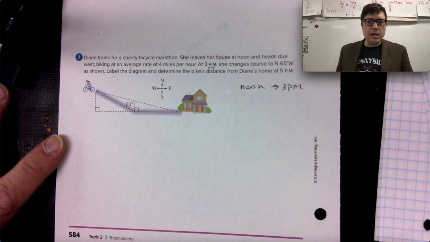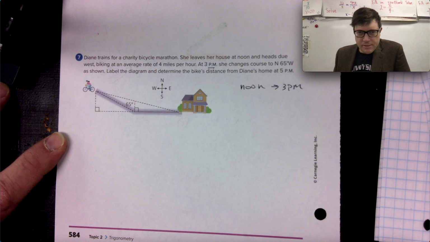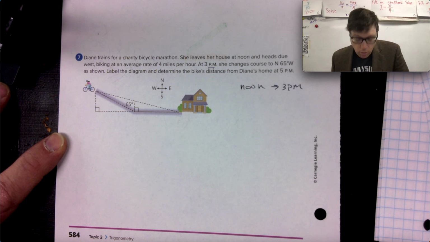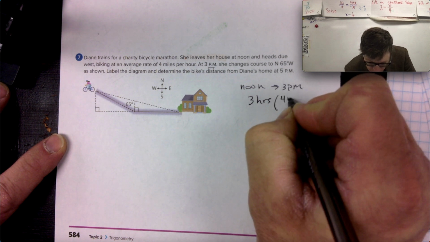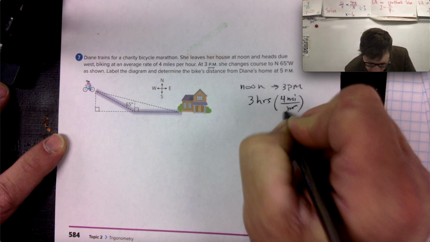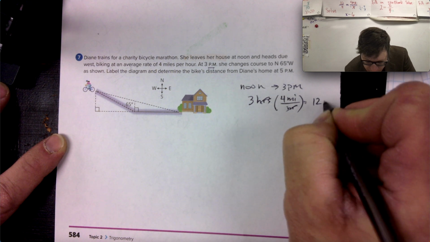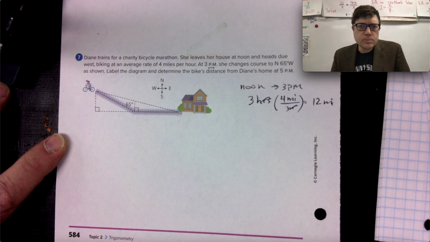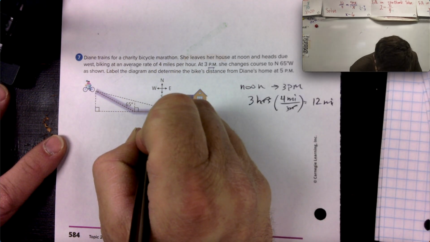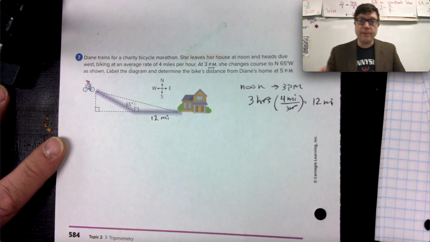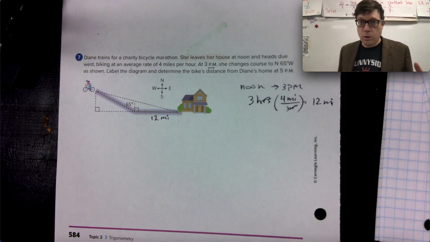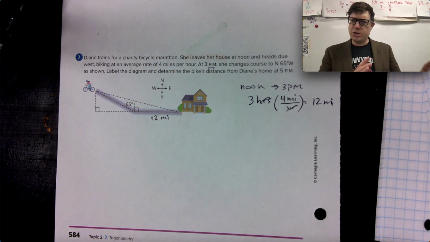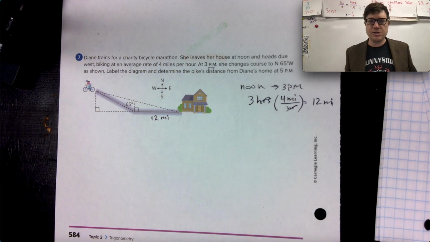That's going to be 3 hours of time traveling 4 miles per hour. So 3 hours at 4 miles per hour, hours cancel out, she's gone 12 miles. This is 12 miles. Okay, this is why these questions are tough. We have to read the word problem and take the information from the word problem into a diagram. Fortunately, they gave us a diagram, but we didn't have to do that.